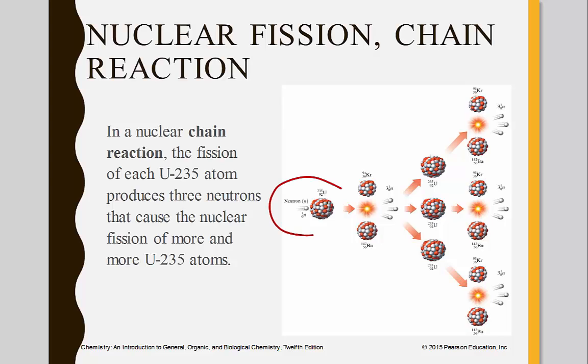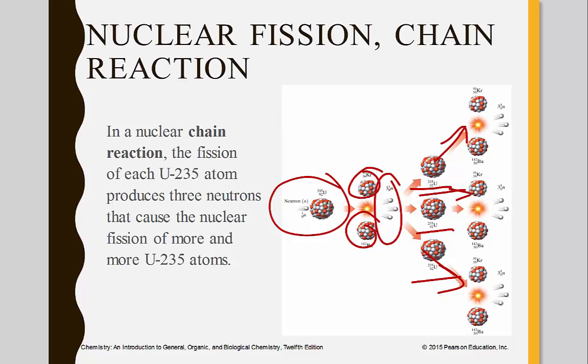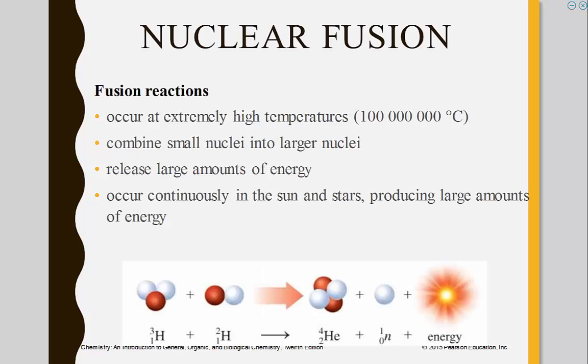So here's the first bombardment. Krypton and barium are produced in that process. These three neutrons then hit three more uranium atoms. And then with each one of those, it produces krypton and barium and three more neutrons. And then those three hit more uranium, and so on and so forth. And that's why you get this fizzing, and that's why it reminds me of fizzing. But this creates a whole bunch of energy that could be catastrophic.